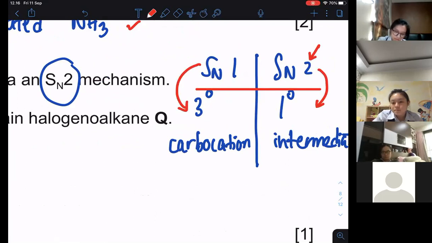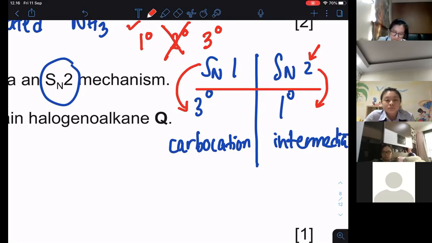We have primary, secondary, and tertiary halogenoalkane. Ignore secondary, because secondary can undergo both SN1 or SN2, so the rate is almost the same. But if I want to identify which mechanism tertiary halogenoalkane will follow, tertiary will follow the smaller number, so tertiary will follow SN1. Primary will follow SN2. Please memorize this.